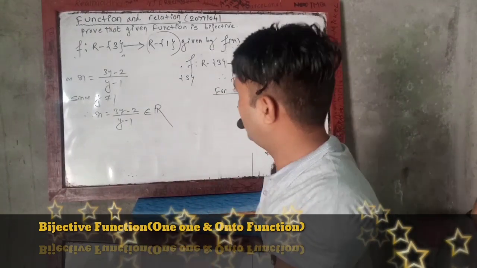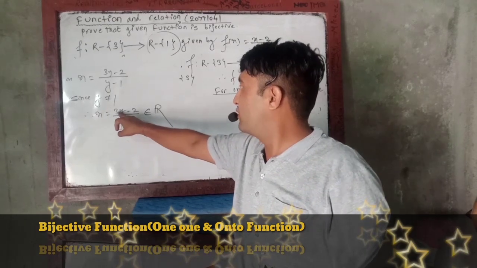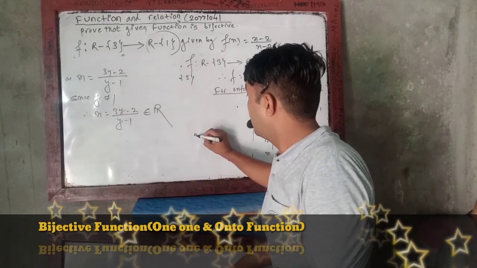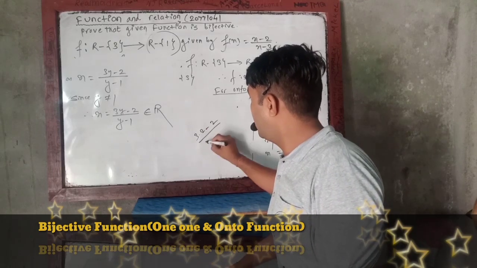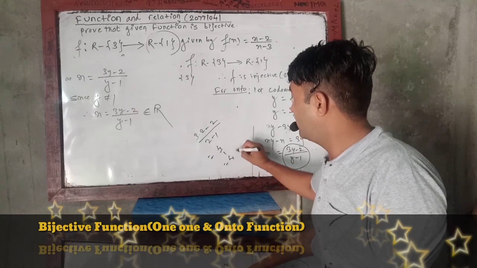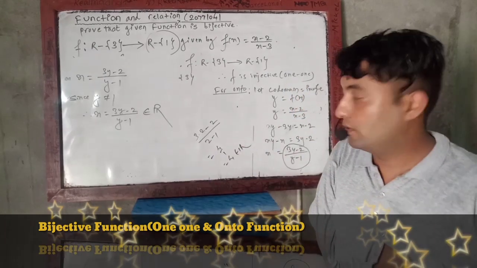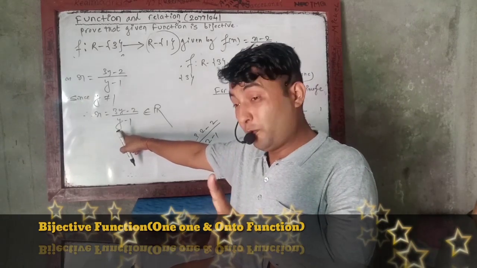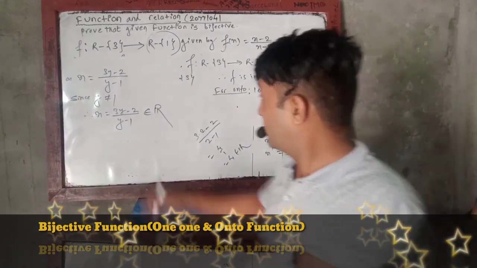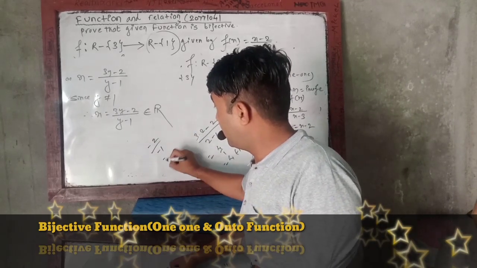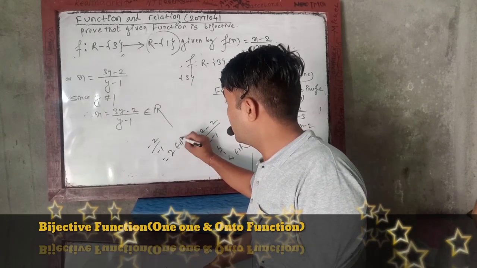Now you can check whether this is a real number or not. Suppose y equals 2. If we put y equal to 2, what do we get? 3 into 2 minus 2, all over 2 minus 1, is equal to 6 minus 2, 4, 4 over 1 equals 4, which falls in R. Y equal to 0, setting y equal to 0, the value of y can be 0. So this will be minus 2 over minus 1, that will be 2, which falls in R.